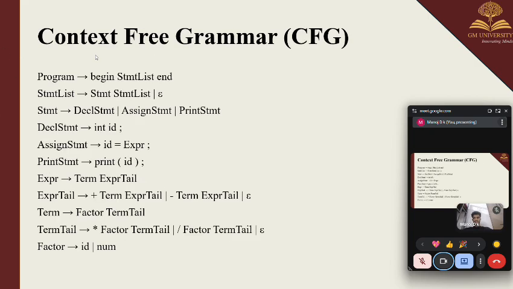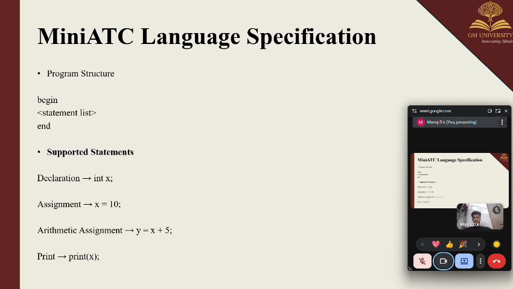Mini ATC language. Mini ATC is a simplified programming language designed mainly for educational purposes. It contains only basic programming structures such as declarations, assignments, arithmetic operations, and the print statement. Because of its simple structure, it is very useful for understanding how a lexical analyzer and parser work internally.